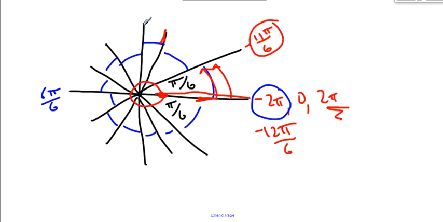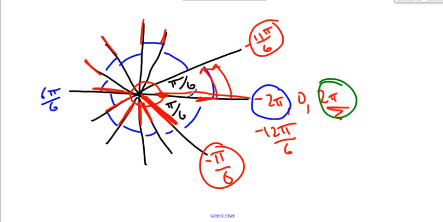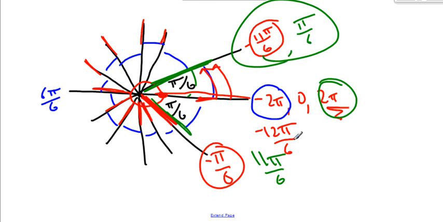Negative 10 pi over 6, negative 9 pi over 6, negative 8 pi over 6, negative 7 pi over 6, negative 6 pi over 6, negative 5 pi over 6, negative 4 pi over 6, negative 3 pi over 6, negative 2 pi over 6. Hey, negative 1 pi over 6, I want that. That's one of my terminal arms. So let's keep rotating, because remember, we rotate till we get here. I'm at 0, then pi over 6. That's one of my terminal arms. So pi over 6, 2 pi over 6, 3, 4, 5, 6, 7, 8, 9, 10, 11 pi over 6. So I have 4 answers, and there they are.